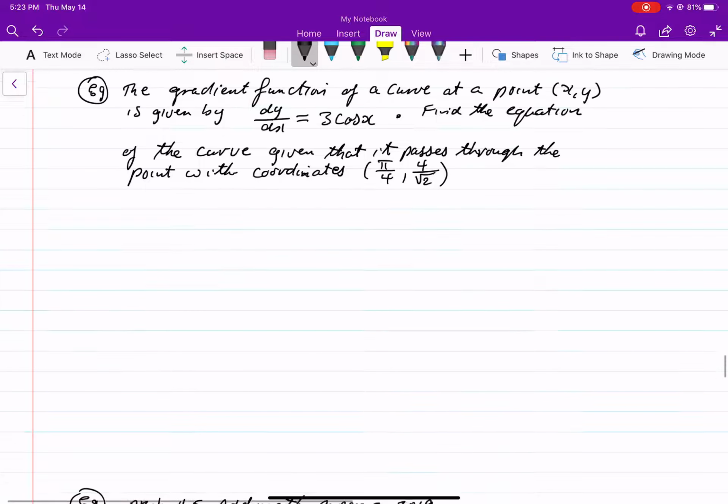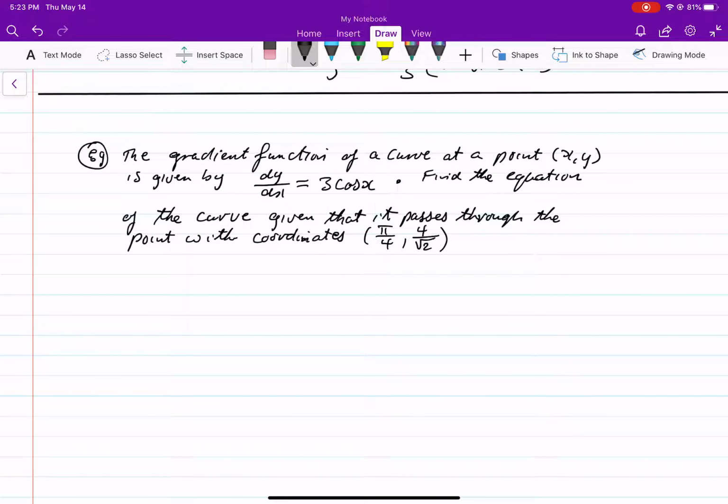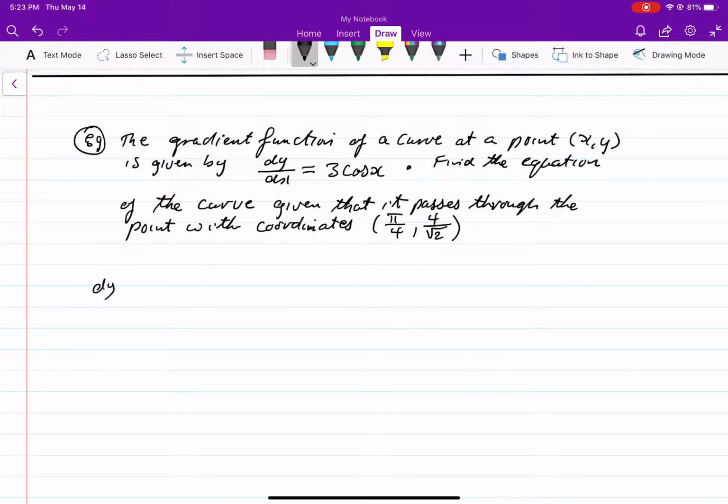This one says the gradient function of a curve at a point xy is given by dy dx is equal to 3 cos x. Find the equation of the curve given that it passes through the point with coordinates pi upon 4 and 4 upon root 2. So we're going to start off the same way again. If dy dx is equal to 3 cos x, that would imply that to get back y, I have to integrate the dy dx, which means integrate 3 cos x. And of course I have to put dx there.